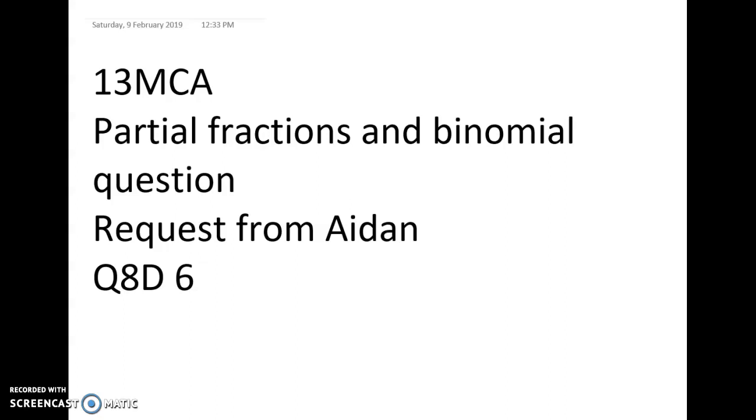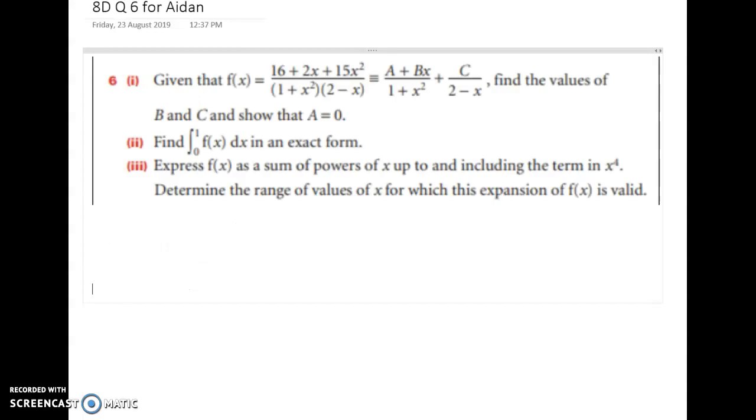This is another request from Aidan for a question about partial fractions and a binomial expansion. So here's the question. Now, Aidan's only asked me for help with the last bit, but I'm going to go through the whole thing so that we get some revision of partial fractions and then some nice integration stuff, and finally a very messy but straightforward binomial expansion problem.